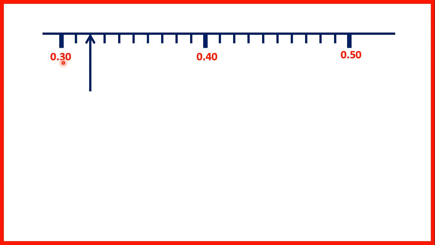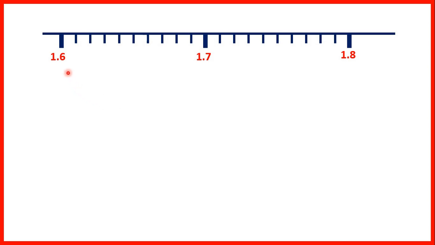Well, it's past 0.3 and it's 2 lines in, so that's 0.32. Here we have 0.39 because it's past 0.3 and it's 9 lines across. Here we have 0.42 because it's past 0.4 and 2 lines across. So what do we have here? We have 0.48. It's past 0.4 and it's 8 lines across. So notice 0.48 is less than 0.5.